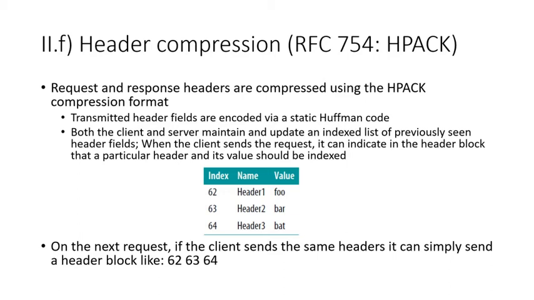Indeed, accessing a web page and its dependent objects involves many requests. This number commonly reaches into the hundreds for a single web page. The thing is, these requests and responses tend to have extremely similar headers. That's why both the client and the server maintain and update an indexed list of the previously seen header fields with HTTP2.